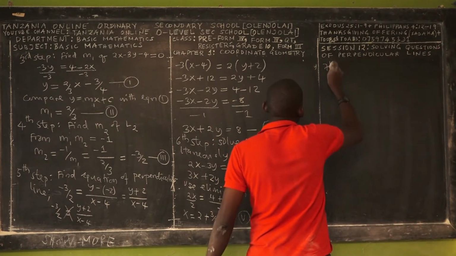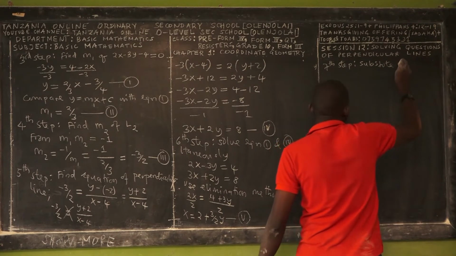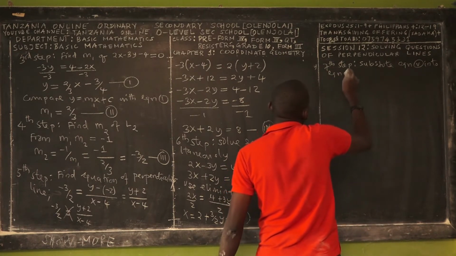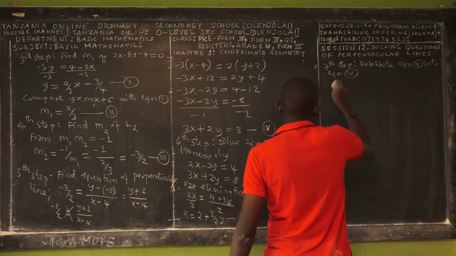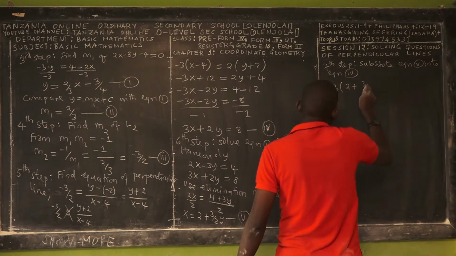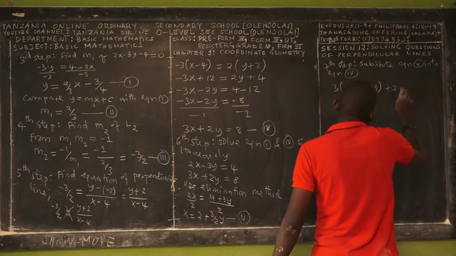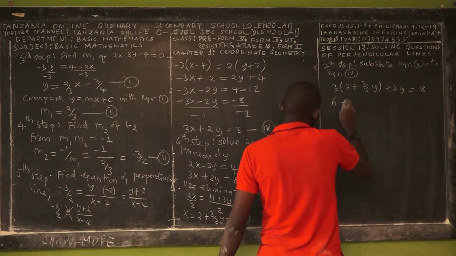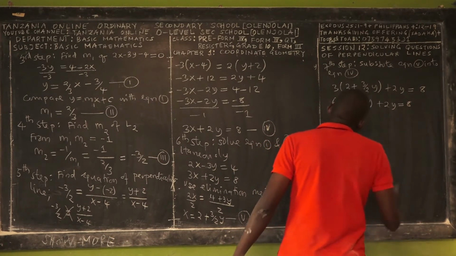So the seventh step, substitute equation 5 into equation 4. So you have 3x, and x is 2 plus 3 over 2y, plus 2y is equal to 8. This 3 times 2 is 6. This makes 6 plus 9 over 2y plus 2y is equal to 8.